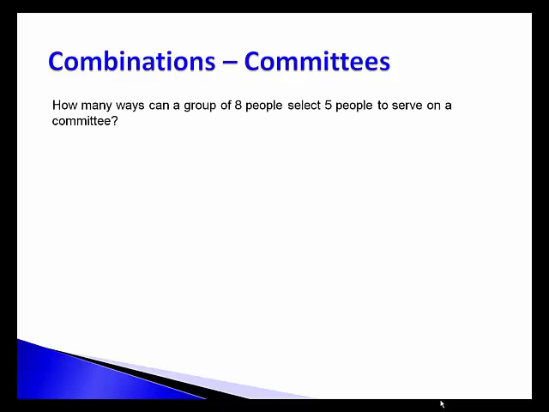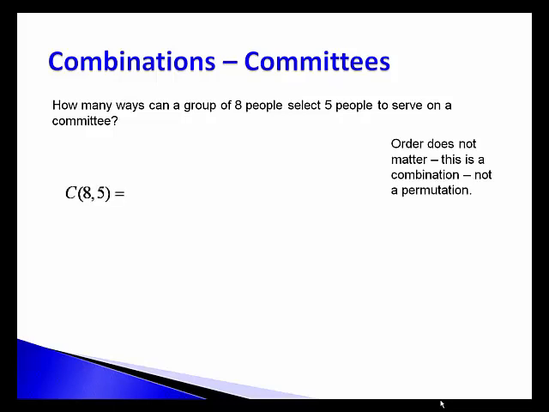Let's look at another problem now. This time we'll be looking at a committee. How many ways can a group of 8 people select 5 people to serve on a committee? Once again, the question is, does it matter in what order I select those 5? And the answer is, it does not matter, so this is a combination. Once again then, it'll be the combination of 8 things taken 5 at a time. On your calculator, it would be 8 NCR 5, and then when you hit enter, you would get 56.